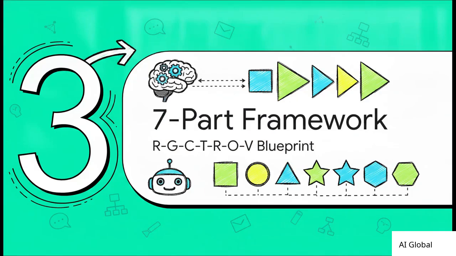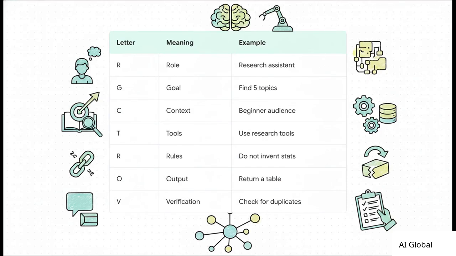All right, Section 3, the 7-part framework, RGCT-ROV. Now, what's really interesting about this slide is how it acts as a paint-by-numbers blueprint to completely systematically remove ambiguity. It takes the super abstract concept of agent autonomy and turns it into a logical, repeatable system. Let's walk through it together.